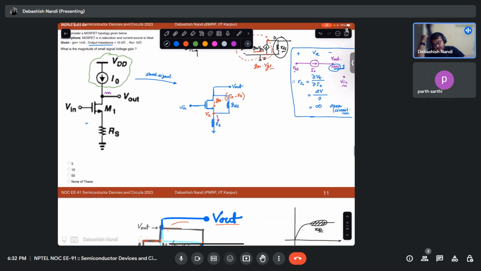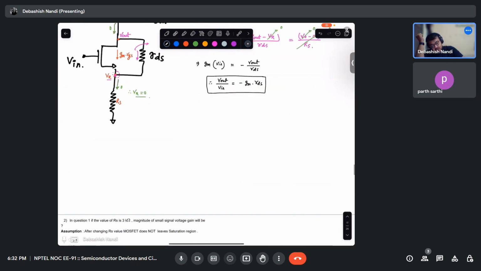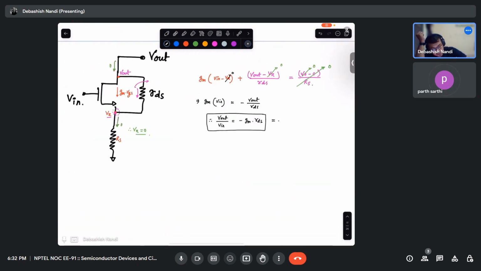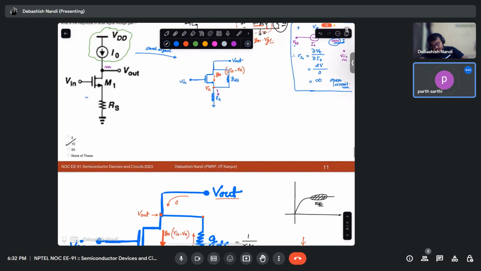What is your Gm given? Gm given is 1 millisiemens and output conductance is 10 kilo ohm. So minus 1 millisiemens times 10 kilo ohm, so it would be minus 10. Okay, so your gain is minus 10. They have asked for the magnitude, so 10 would be the right answer.